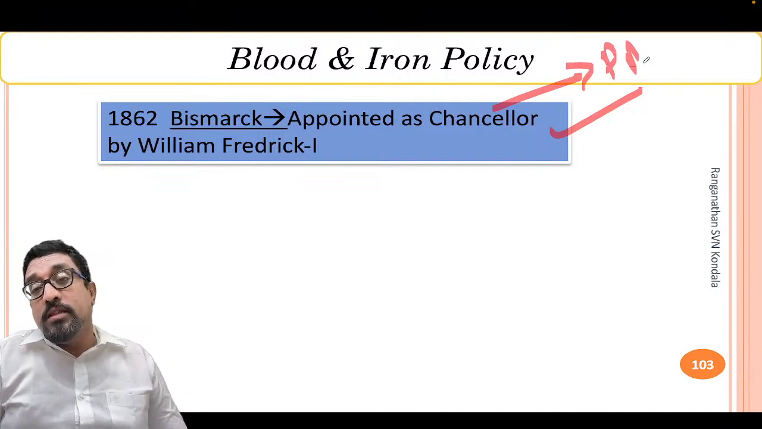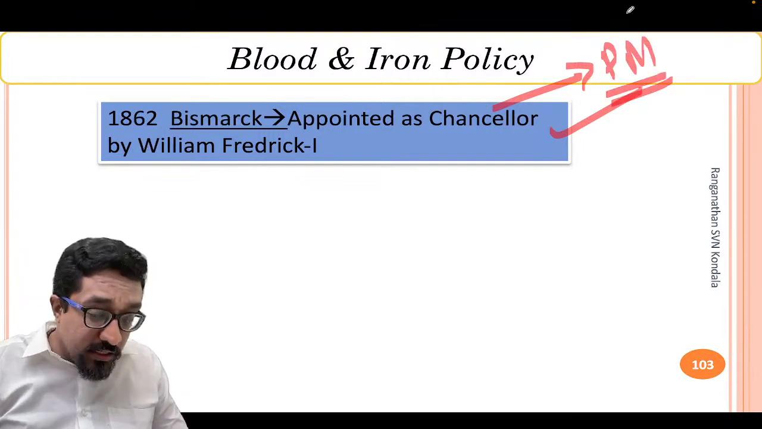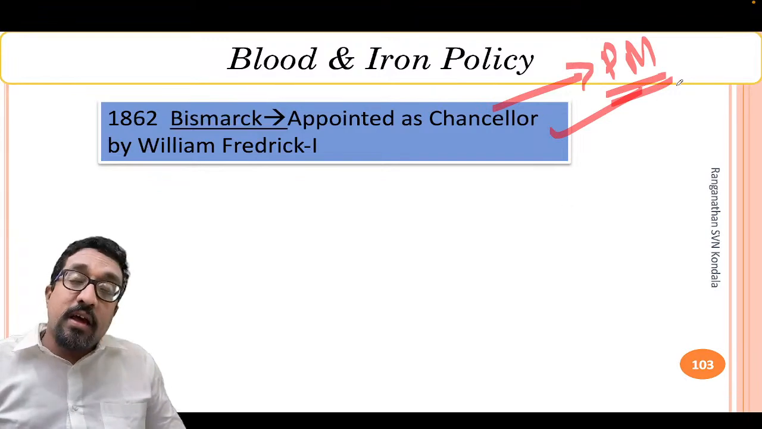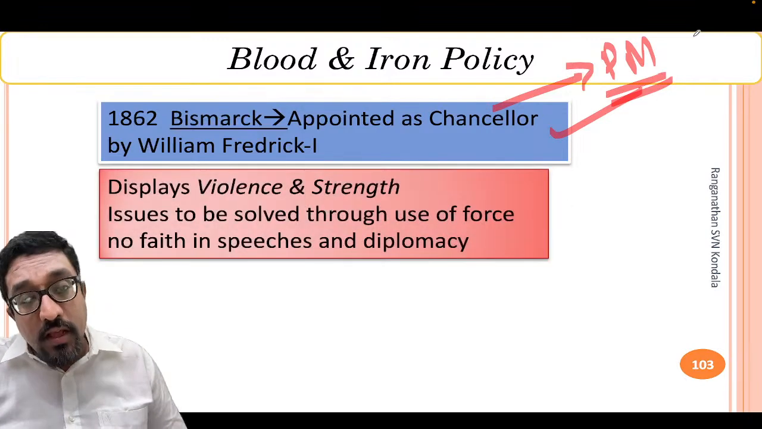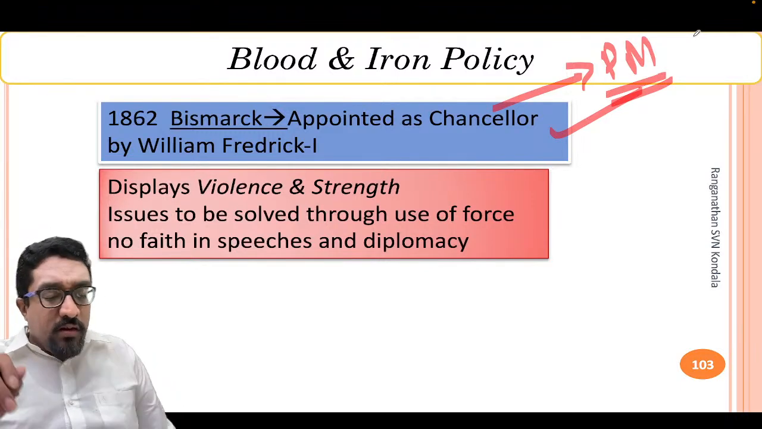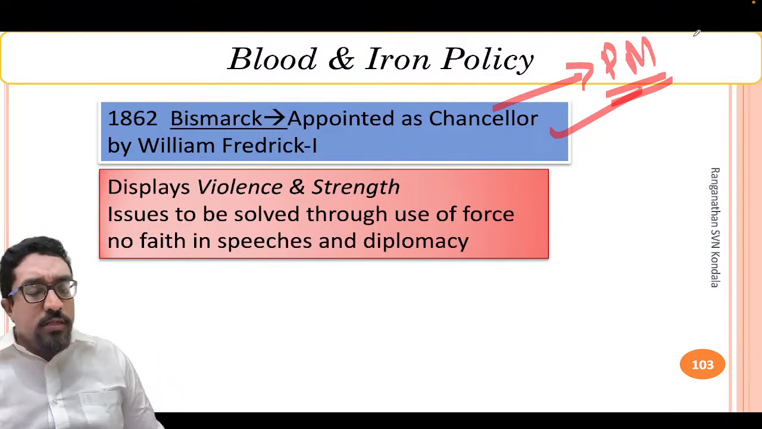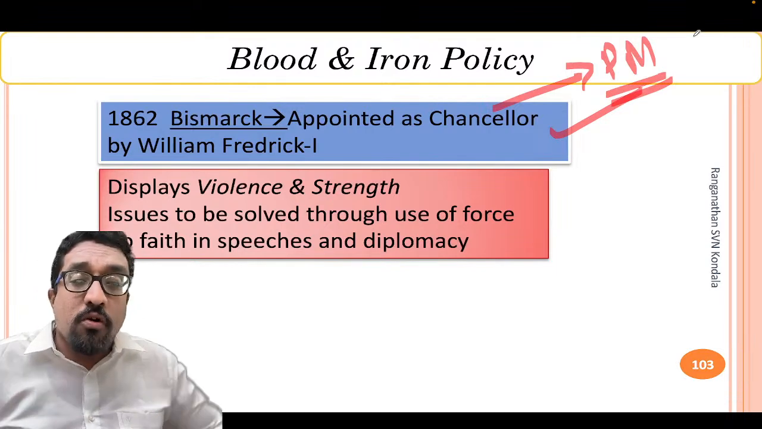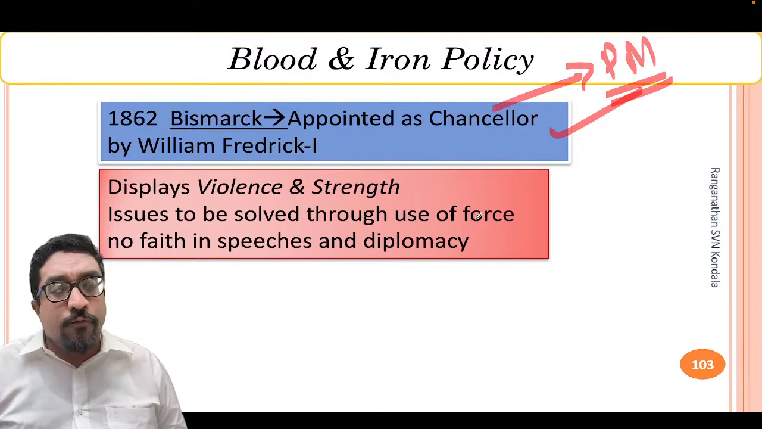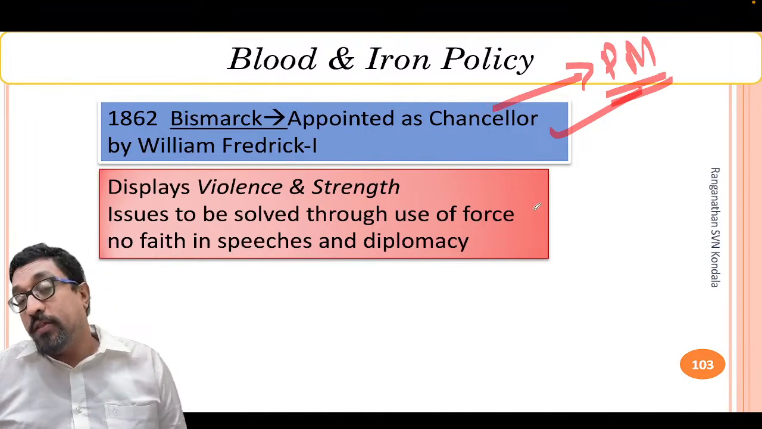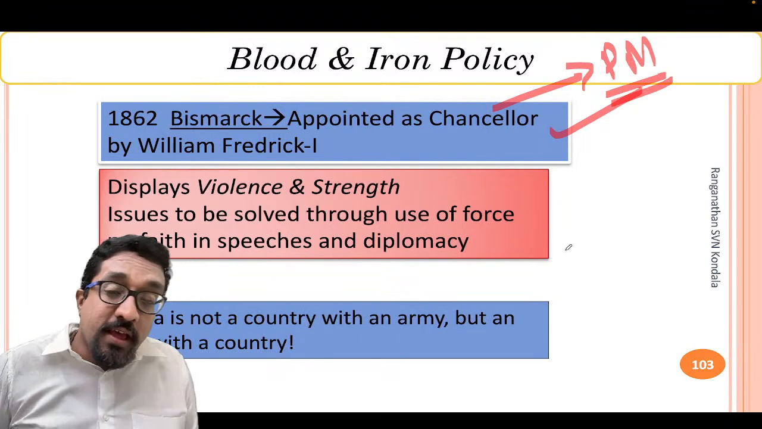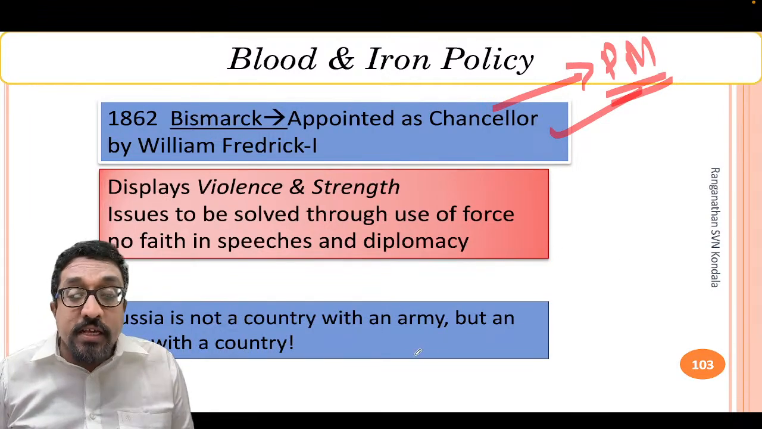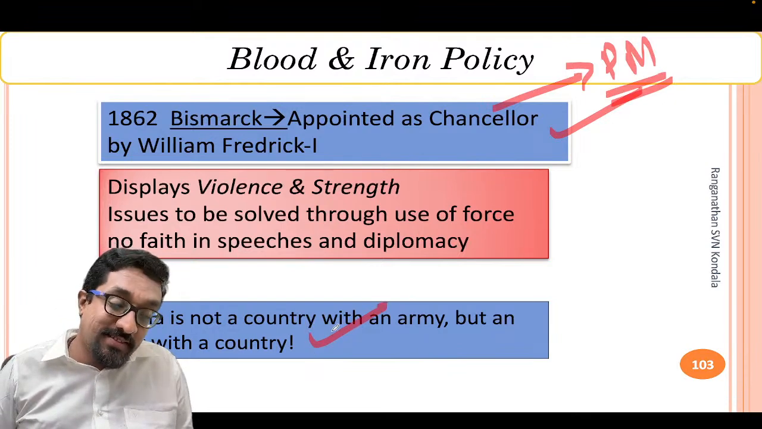Chancellor basically here means Prime Minister in 1862. From here, Bismarck took the same path as Cavour did for Sardinia. Bismarck believed in total and comprehensive show of violence and strength. And he always believed that all issues can be resolved only through the use of force. He had absolutely no faith in diplomacy and speeches. And for Bismarck, Prussia is not a country with an army. It's an army with a country.